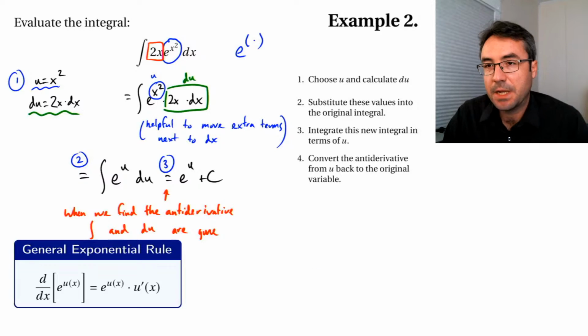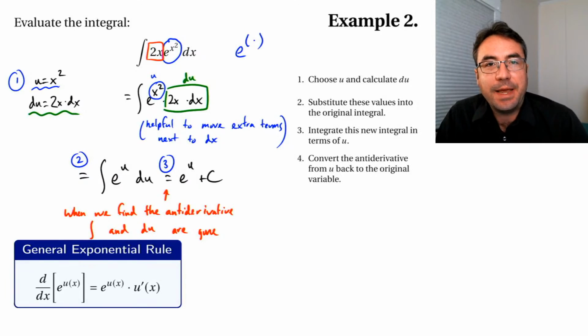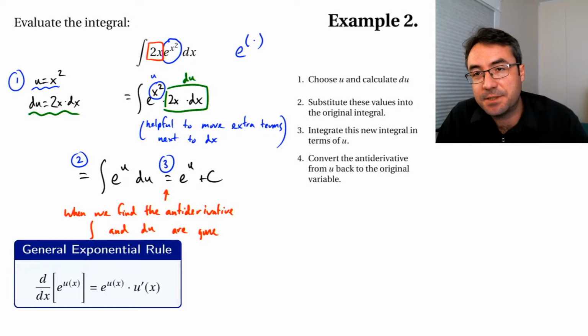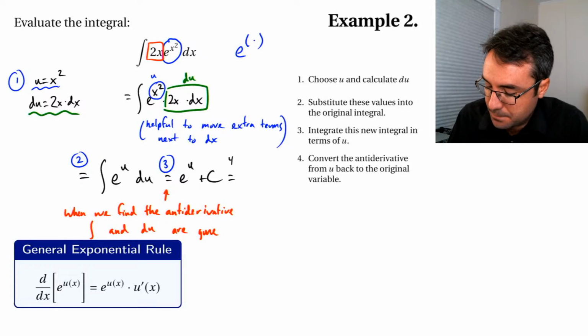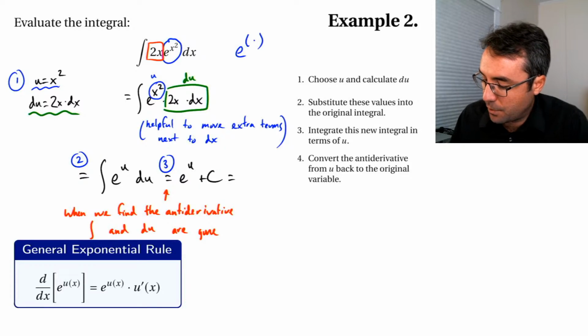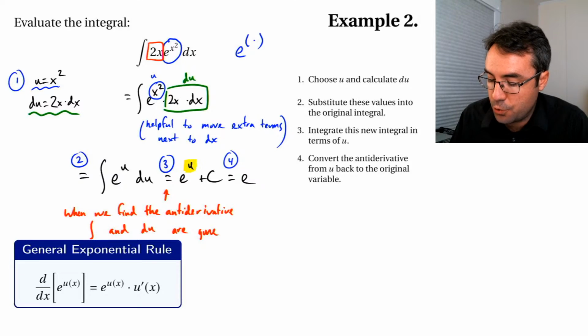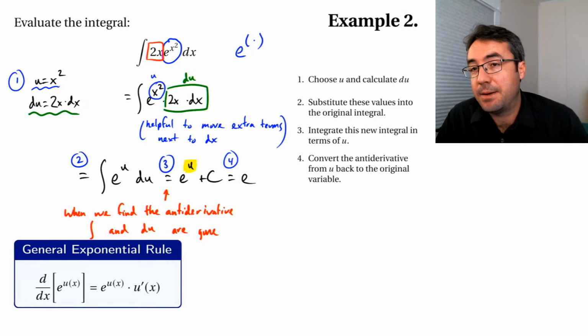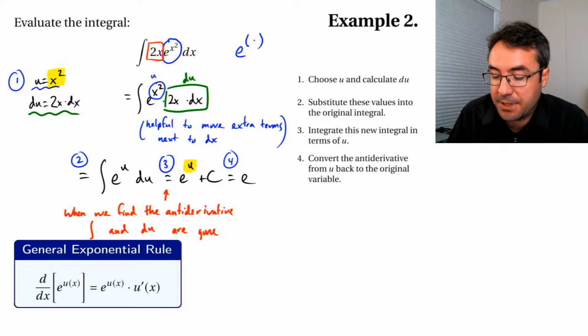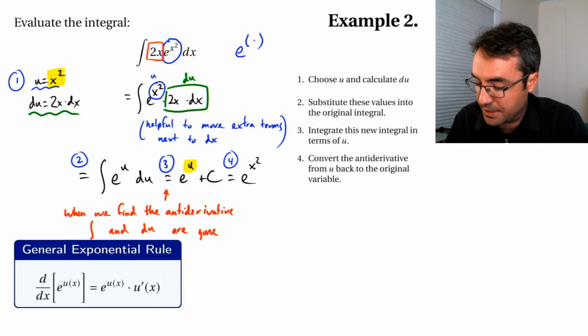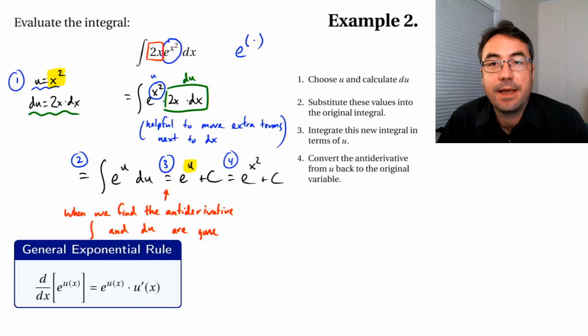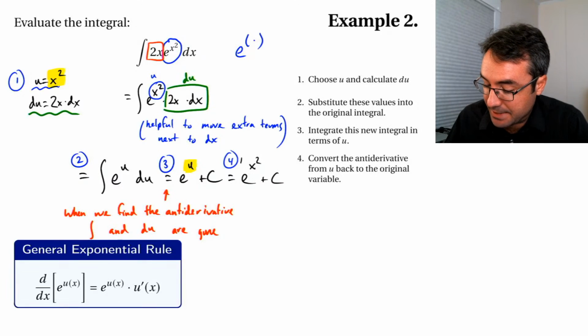All right, we're not quite done. So we have the antiderivative right now as e to the u plus c, but our original function had x's, so we want to get back to x. So that's step 4. So step 4 is to just convert back. So wherever I see a u in my antiderivative, I'm going to change it. And I'm going to change it because I know u is equal to x squared. So wherever I see a u, I'm going to replace that with x squared. And that's it. So that's my antiderivative.